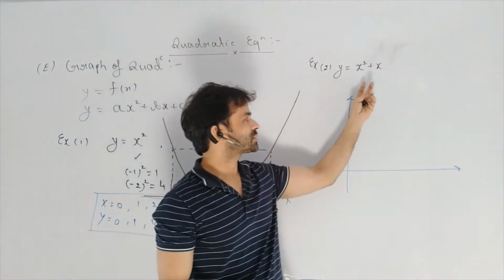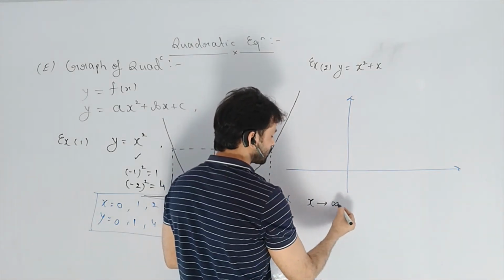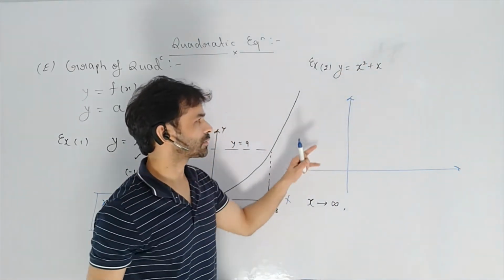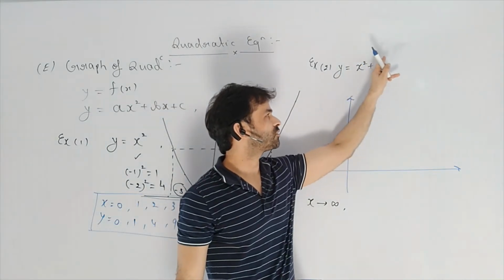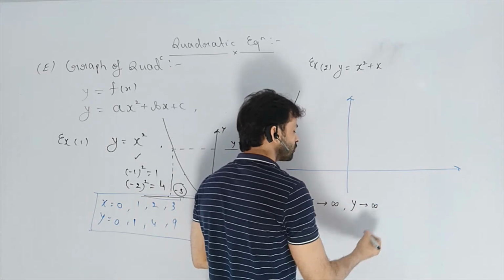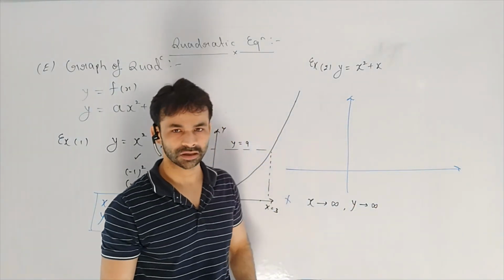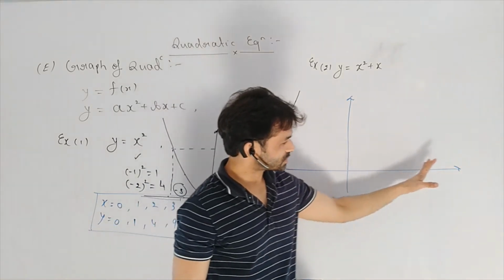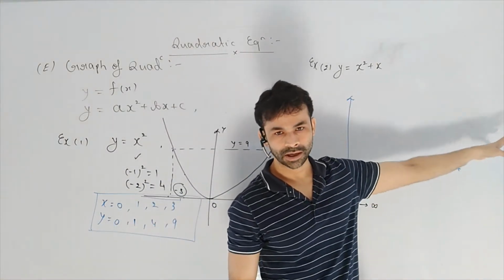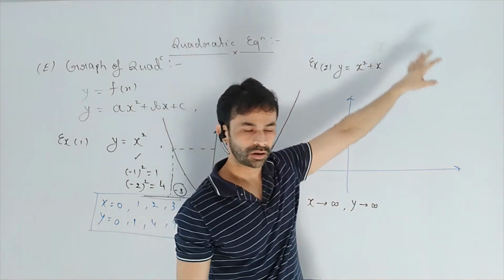First of all, you have to understand, as x will tend to infinity, x square will tend to infinity, x will tend to infinity, so y will tend to infinity. Very large value, simply means a very large value. So x tends to infinity means the rightmost, and y will tend to infinity means upward. Okay, right?